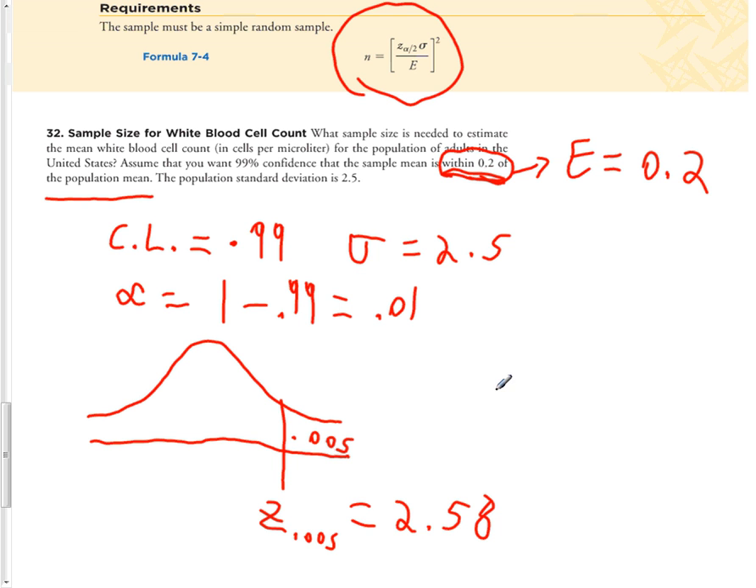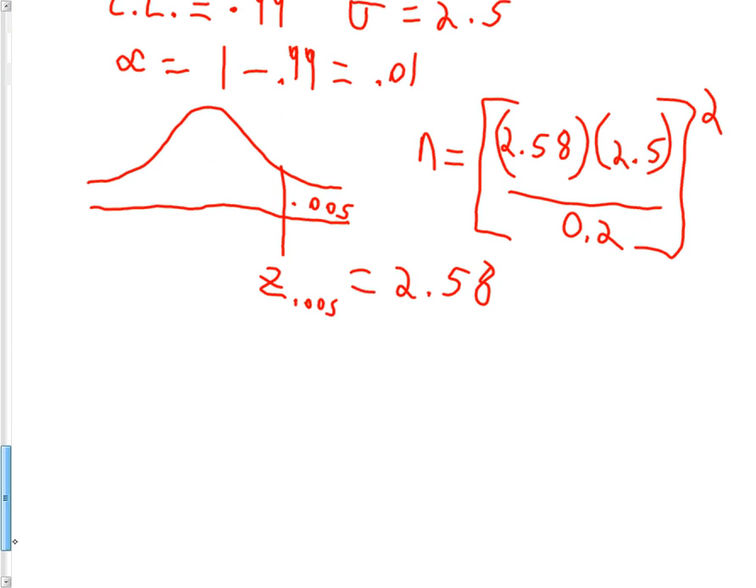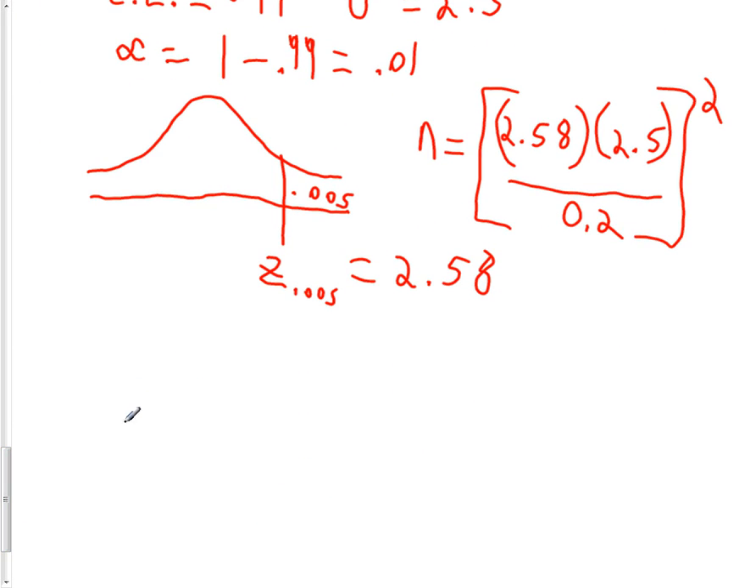Well, it says n is equal to, and then all of this goes in a bracket, and it's all being squared: the z of alpha over 2, which is 2.58 we just calculated, times sigma. Sigma we found was 2.5, all divided by the margin of error, which is 0.2, squared. So we're going to square all of this. So let's go ahead and do that calculation and find our sample size, our required sample size, n.